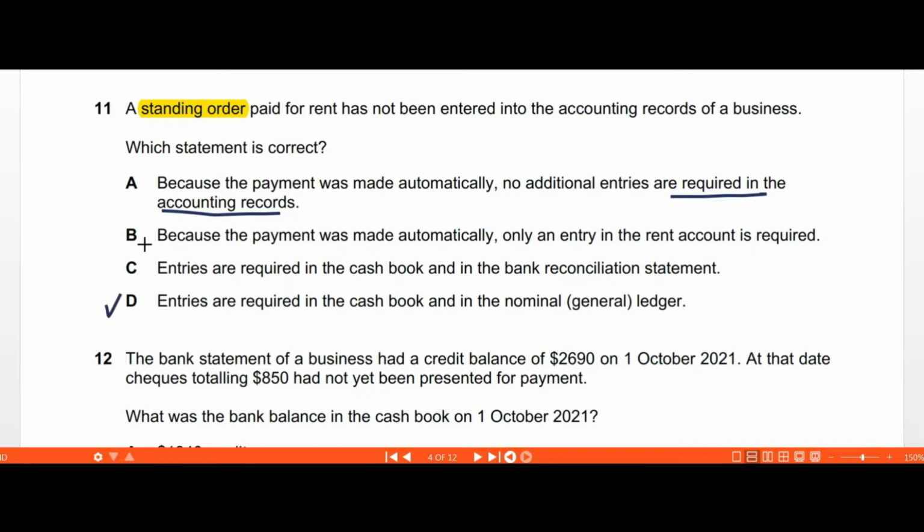So this is what is actually correct, that when the standing order paid for rent was not entered into the accounting records. So the accounting records of a business are firstly the cash book and the nominal journal ledger, where you will be recording your payment of the rent.